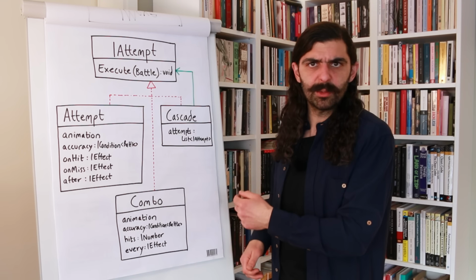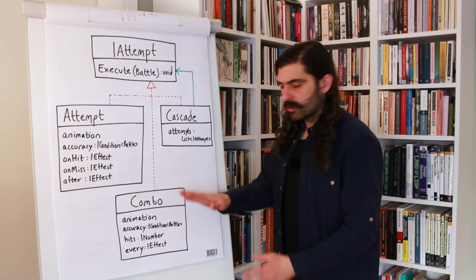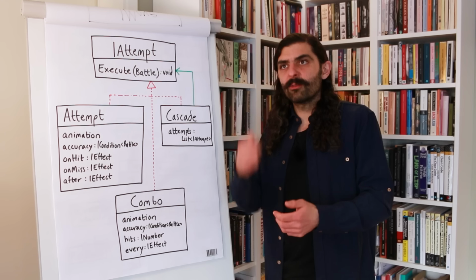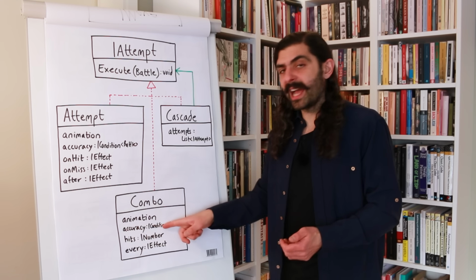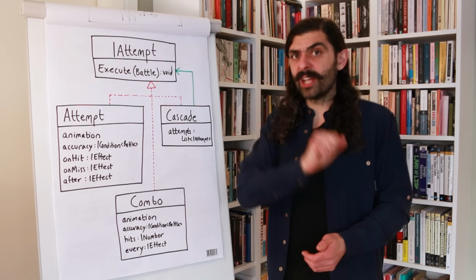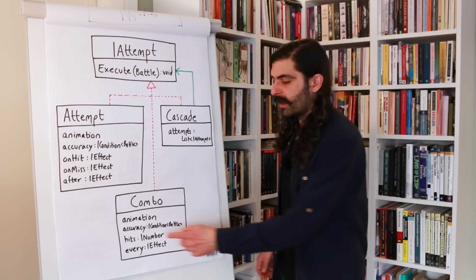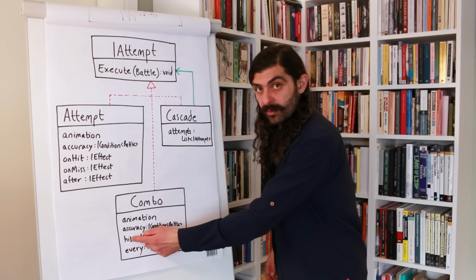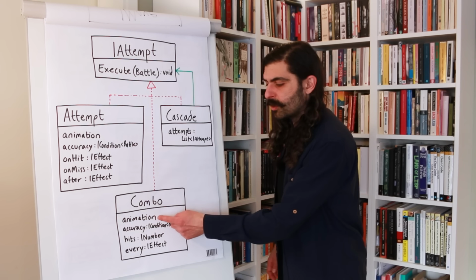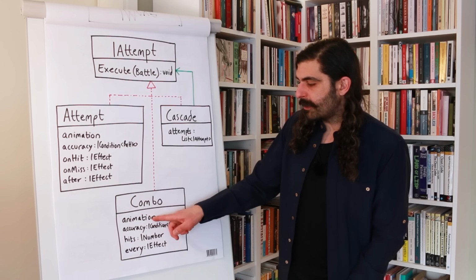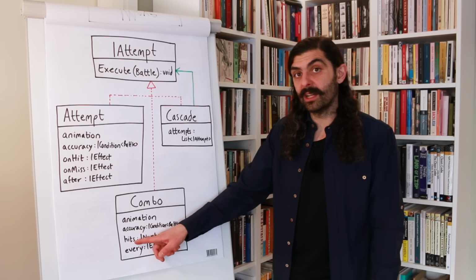We will use the word sequence later. Okay, let's now look at the combo. So I've explained it briefly, right? But the combo has one animation that's repeated for every hit of the combo. And it has an accuracy that's only checked once. So you check the accuracy and you say, did it hit or did it not hit? And if it hit, then you have to figure out how many times it hit so that you know how many times you should play the animation and how many times you should apply the effect, right? So you have an animation, you have an accuracy, and then you have a number of hits.